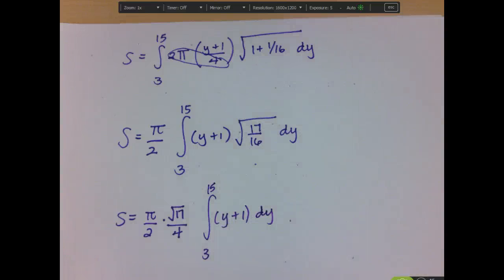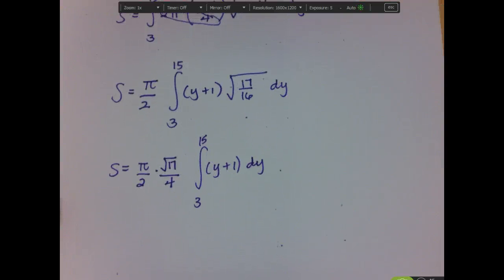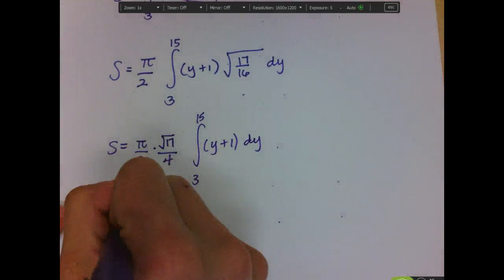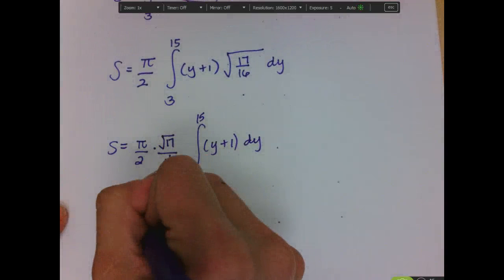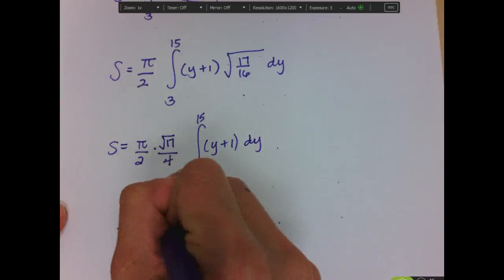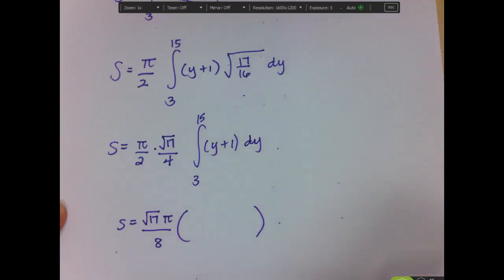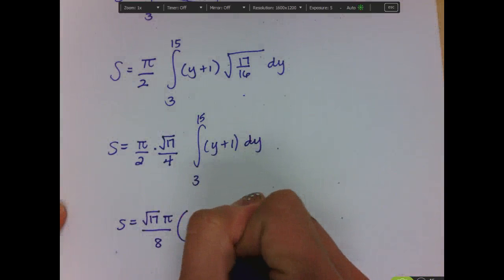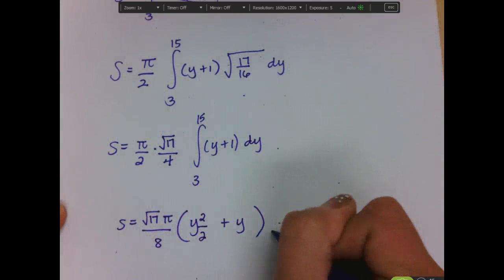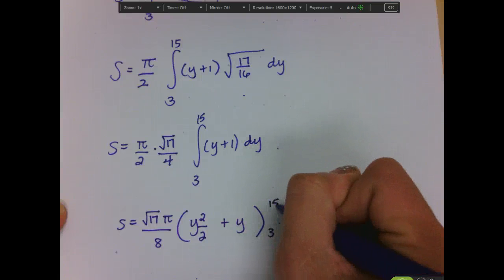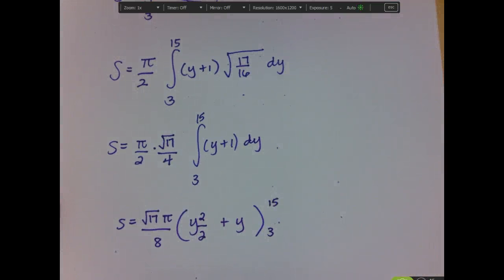And what you can see is that all we have left to integrate is just y plus 1, which is super easy. So my surface area can be written as the square root of 17 pi over 8 times y squared over 2 plus y evaluated from 3 to 15.